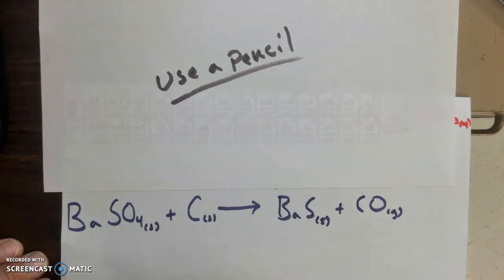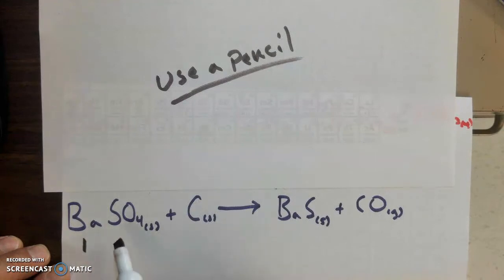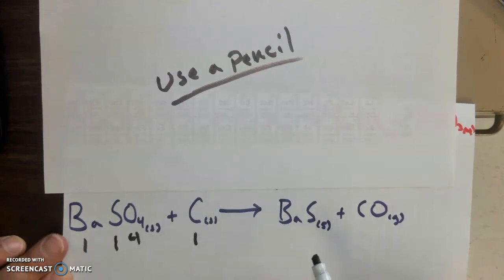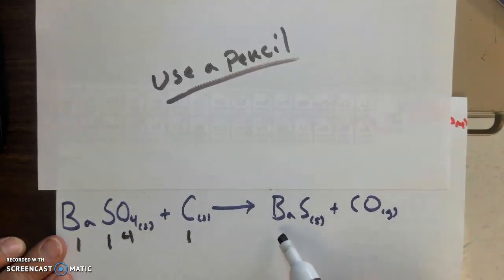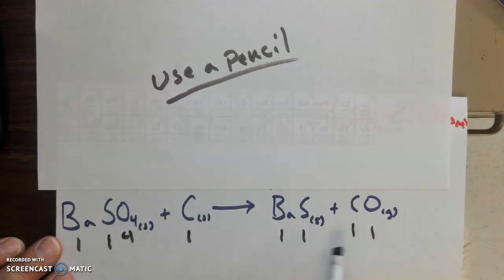Okay, let's start again by counting elements. One barium. Now does sulfate get busted up? It does. Sulfate gets busted up, so we can't count it the way we would a polyatomic ion. So one sulfur and 4 oxygens, one carbon. How about over here? We've got one barium, one sulfur, one carbon, and one oxygen. Okay, so the most glaring problem I see initially is that there's 4 oxygens here and only 1 here.